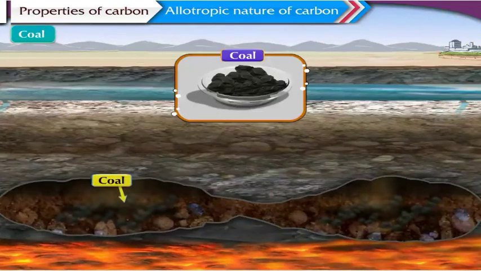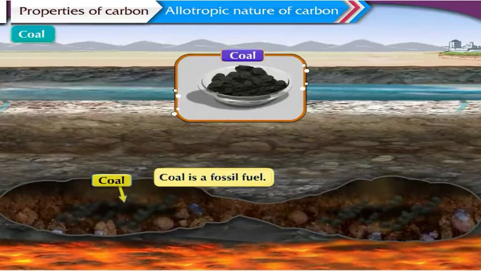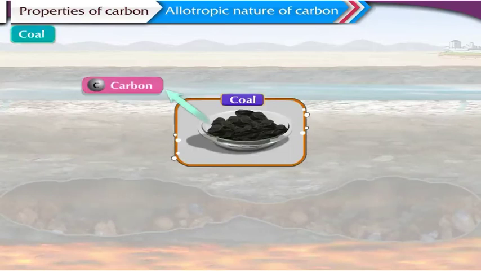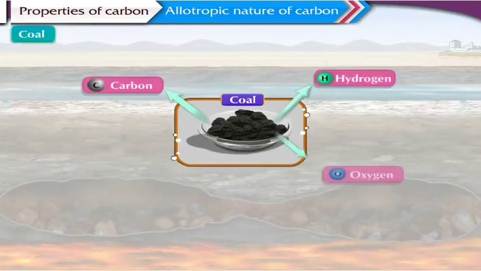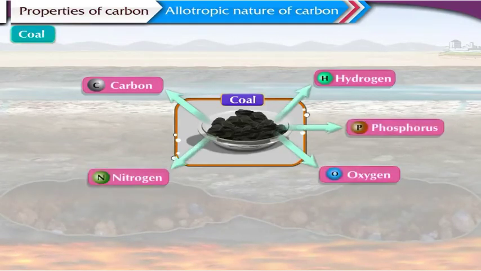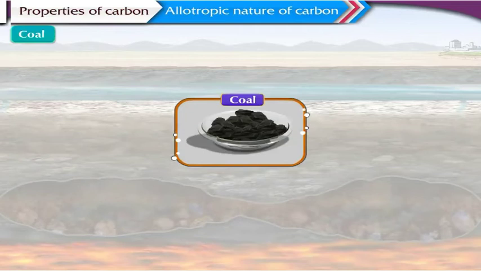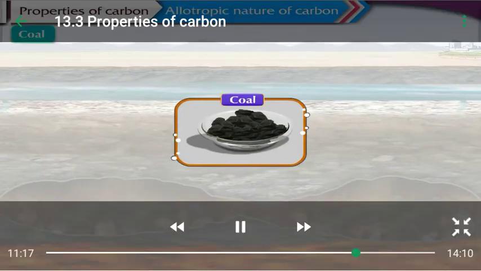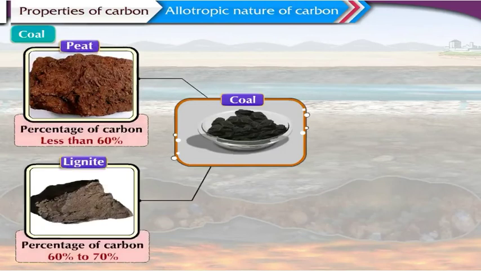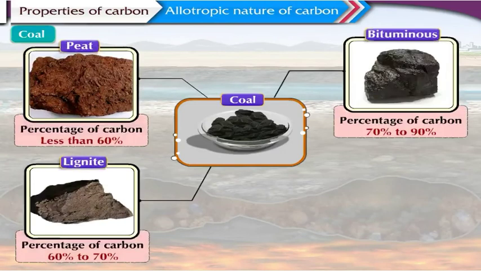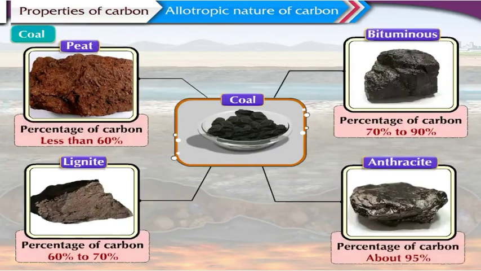Coal. Coal is a fossil fuel. Besides carbon, coal contains hydrogen, oxygen, nitrogen, phosphorus, and sulfur. It occurs in the solid state. Depending upon the percentage of carbon present, coal can be classified into 4 types: peat, lignite, bituminous coal, and anthracite.